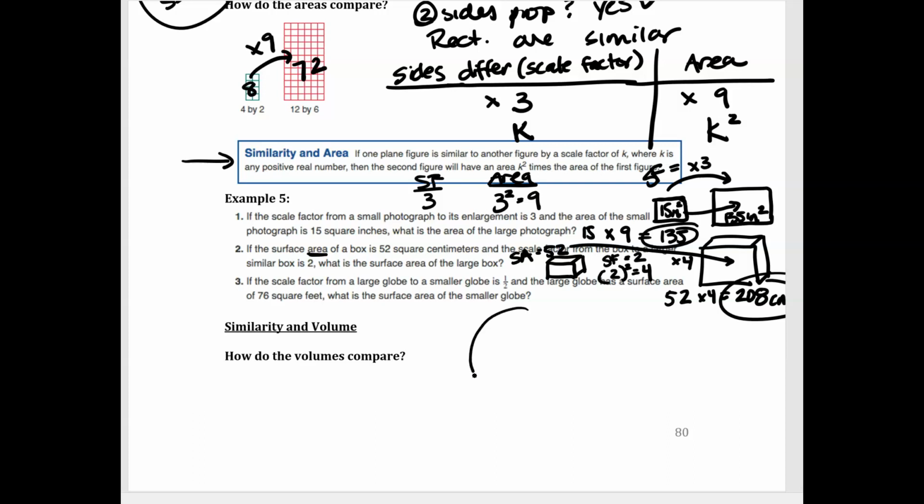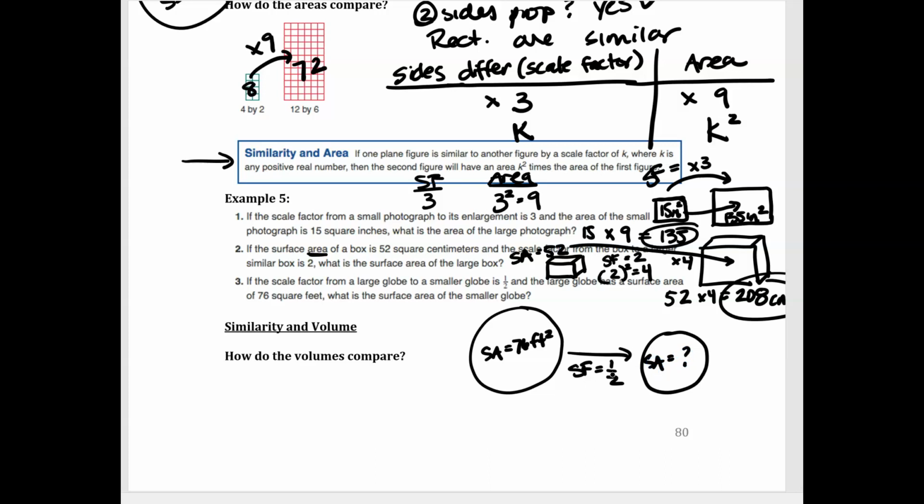Okay, and then last but not least, we've got a large globe. So I'm just going to draw a picture. We've got a large globe here, and it says the scale factor of a large globe to a small globe is 1/2. So it's being reduced. The scale factor is 1/2. And the large globe has a surface area of 76 square feet. What is the surface area of the small globe?